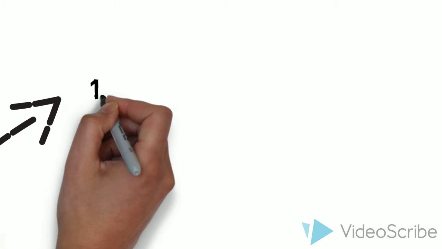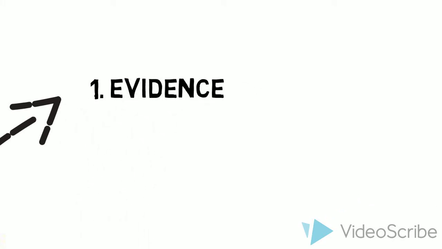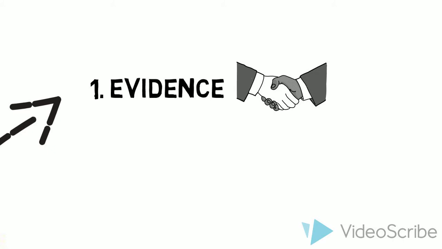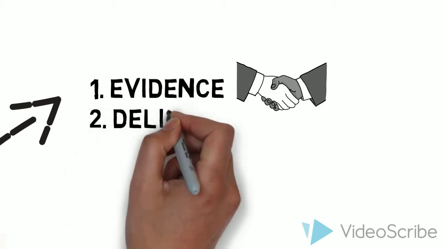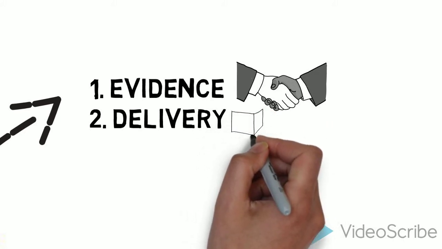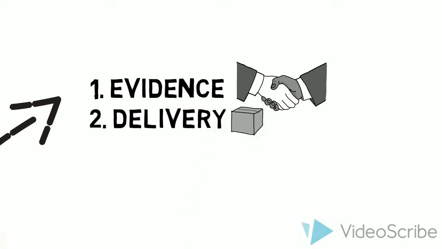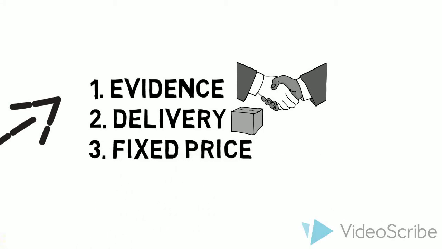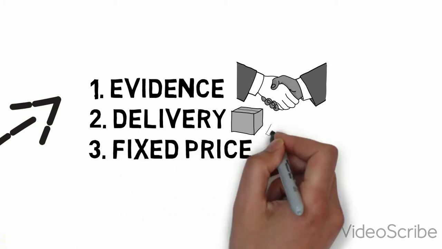The first is persuasive evidence of the arrangement must exist. This means that the contract has been agreed upon by both parties. The second criteria is that delivery has occurred or services has been rendered. This means that contractual obligations are complete, title has been transferred, and risk of loss has been passed to the buyer. The third criteria is that a seller's price is fixed or determinable.